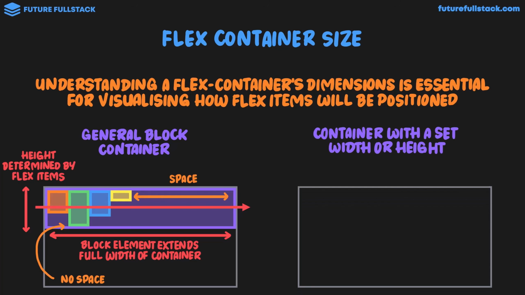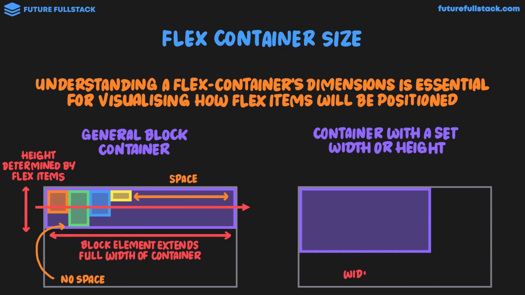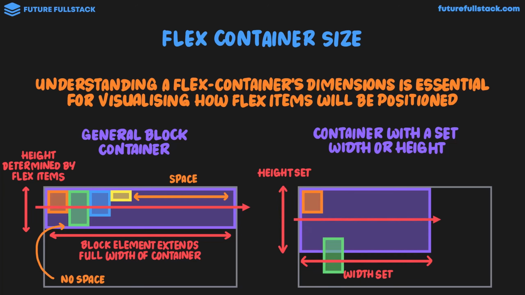Again, we have our browser, but we now have a flex container that looks like this. In this case, the width is set, and the height is also set. Let's pop in our main axis, add in our flex items. We can see the amount of horizontal space here, which you can see is now smaller than the general block container. And in this case, because we've got a height set larger than the height of the biggest flex item, there is now vertical space.